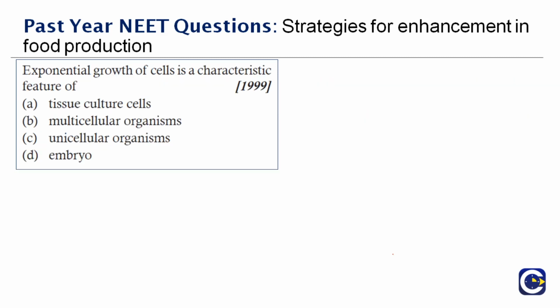Next question here. Exponential growth of cells is a characteristic feature of dash. What do you mean by exponential growth? A steady growth. What is it called? It is called steady growth.